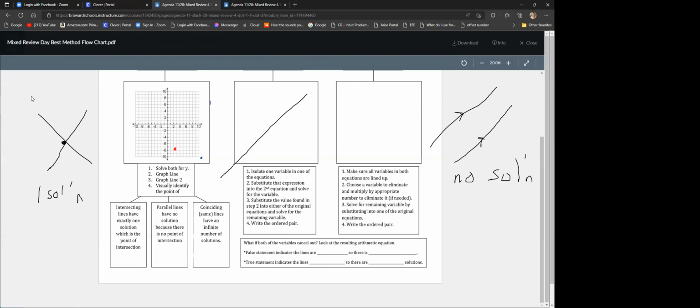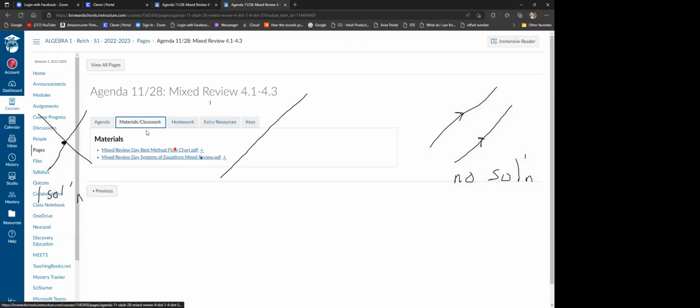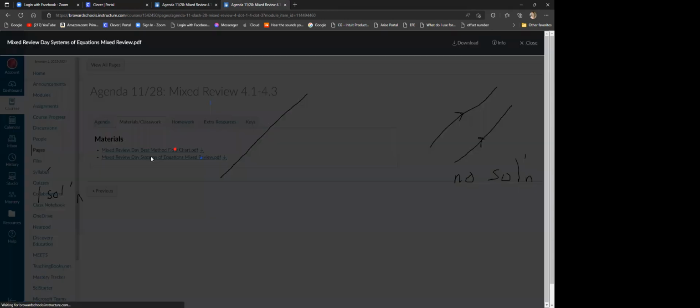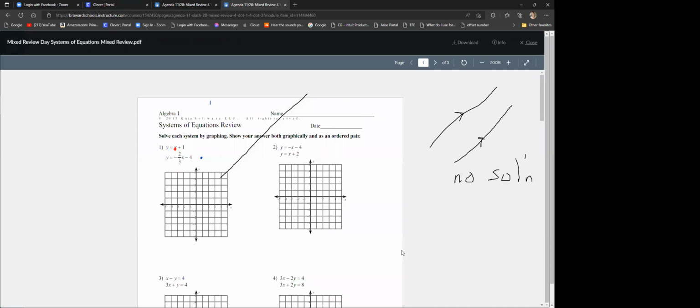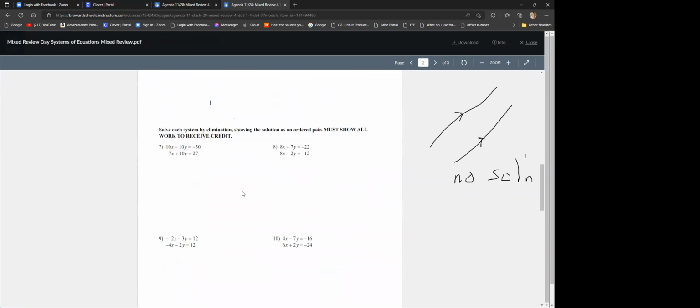So there's only 3 cases. One solution, no solution, infinite solutions. Okay. All right, you want to go back to the questions? So remember, 3 cases only. No solution, one solution, a lot of solutions.